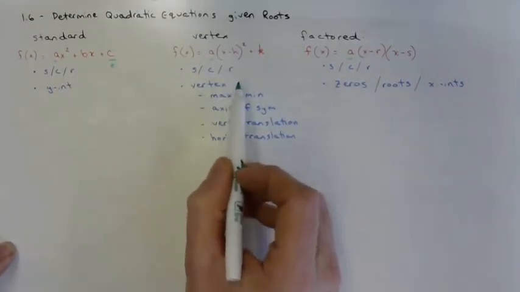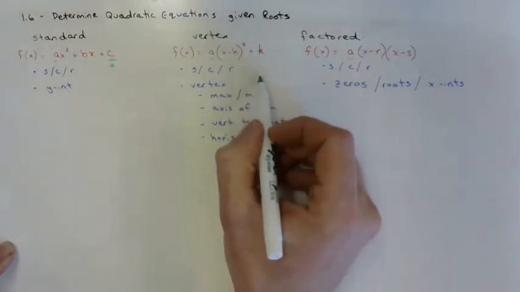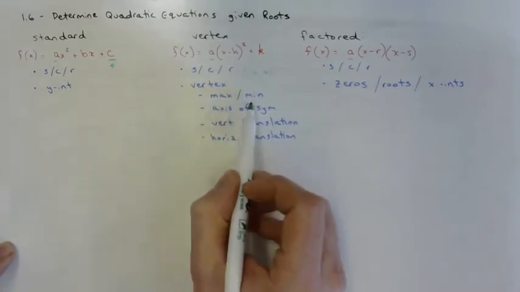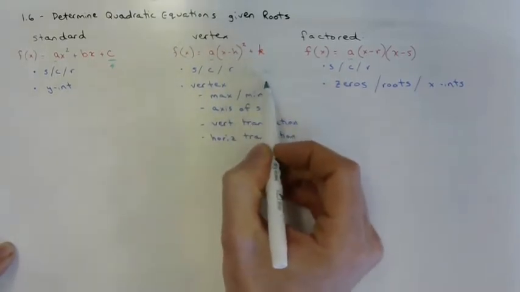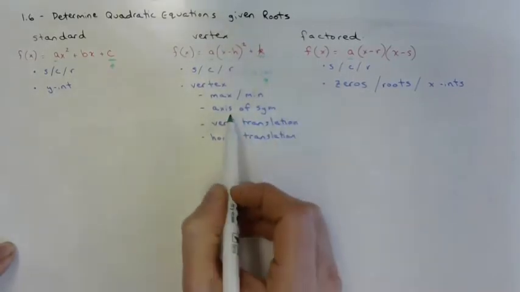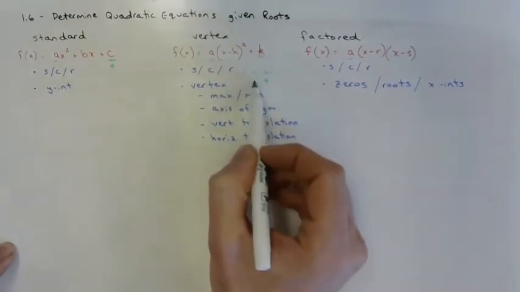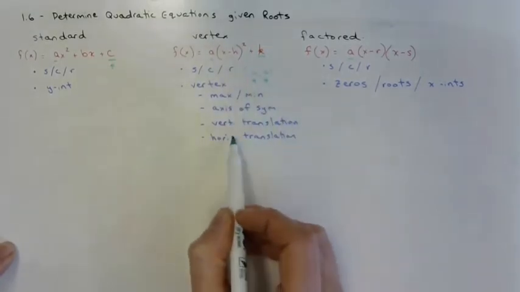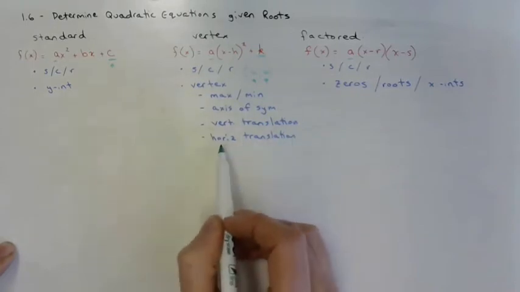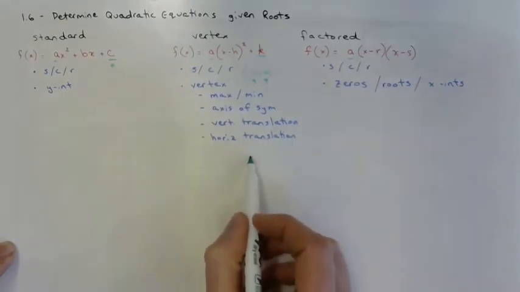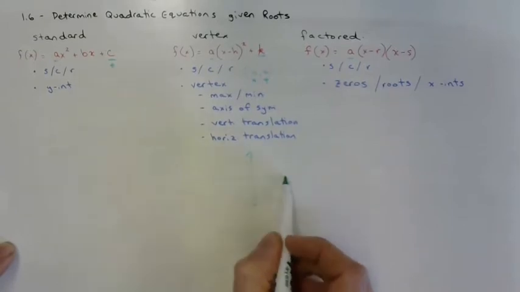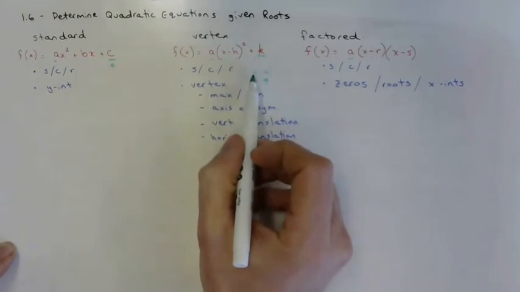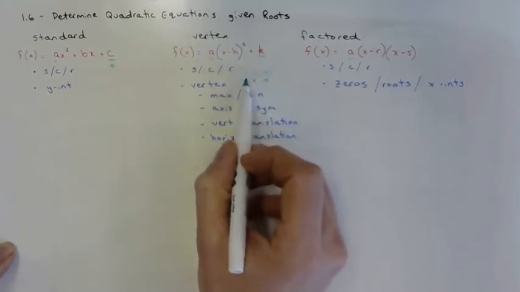Vertex form gives the vertex, right? The vertex is (h, k). What else does it give from the vertex? You determine the maximum or minimum value. That's going to be the y value of the vertex, which is right there. It gives you the axis of symmetry, which is the x-coordinate of the vertex. X equals h. It's right there. It gives you the vertical translation and the horizontal translation. That means how much this vertex moved up and down and how much it has moved left and right. That's what translation is. So if the vertex is not (0, 0), it's moved left and right or up and down.